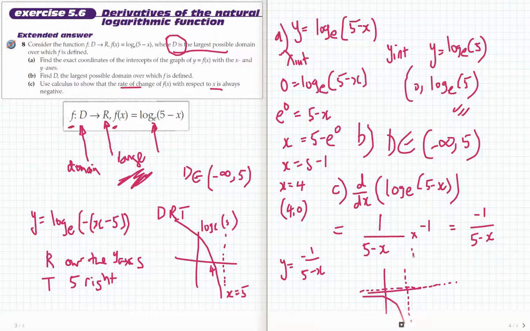And it would be in this position up here, except I have a restricted domain, and that domain only goes from negative infinity to 5. So this is my graph of the derivative. And it always has negative values because it's below the x-axis. Remember, I'm not interested in the gradients of this, I'm interested in its values. And it's always below the x-axis, therefore it is always negative.